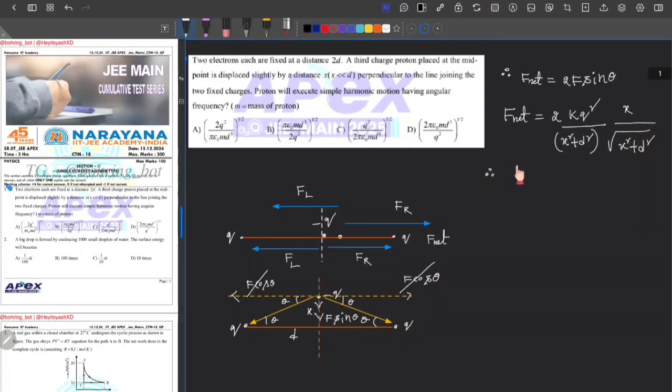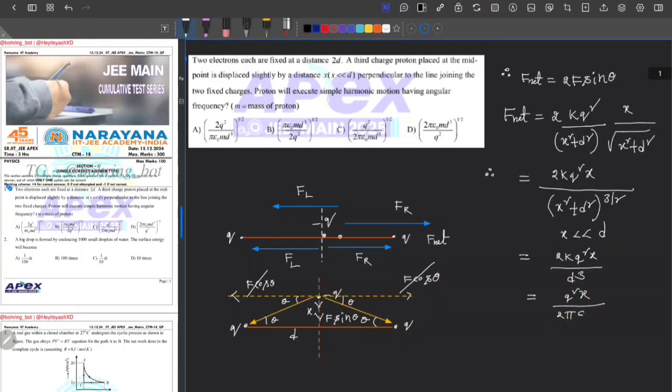Therefore I could say again F net will be equal to 2 k q square x by x square plus d square whole power 3 by 2. Here this x is very less than d, that was a given condition. That will be equal to 2 k q square x by d cube, right? So if I write this k as 1 by 4 pi epsilon naught, I will get q square x by 2 pi epsilon naught into d cube.